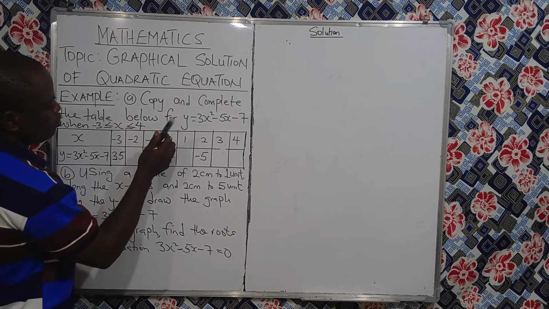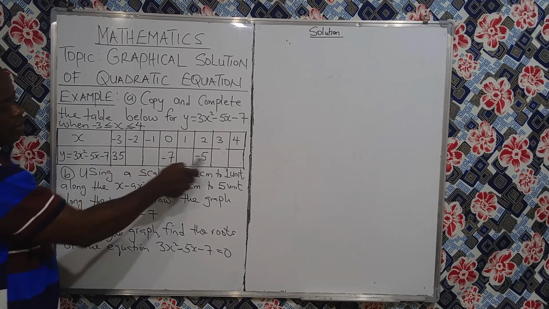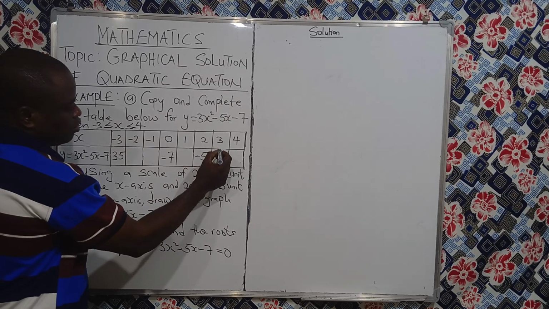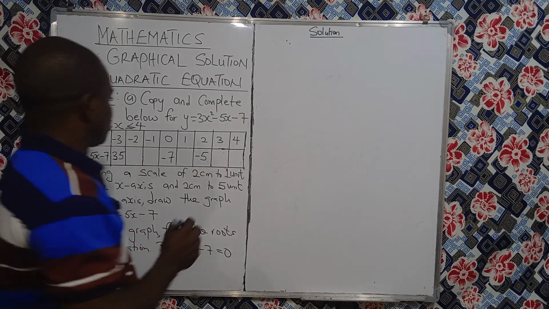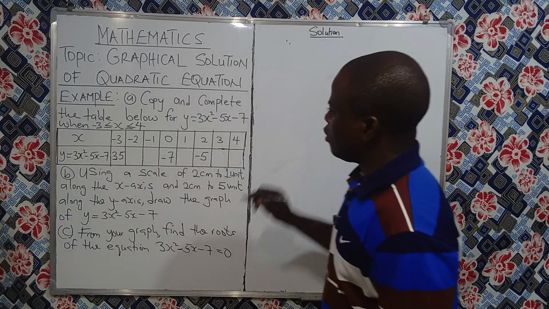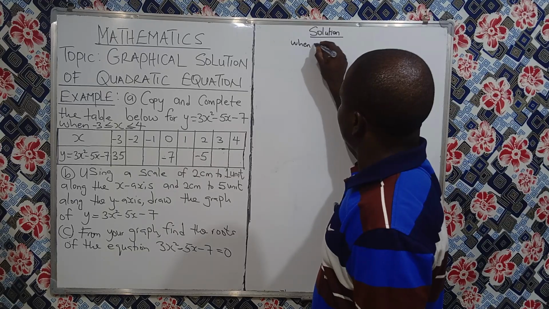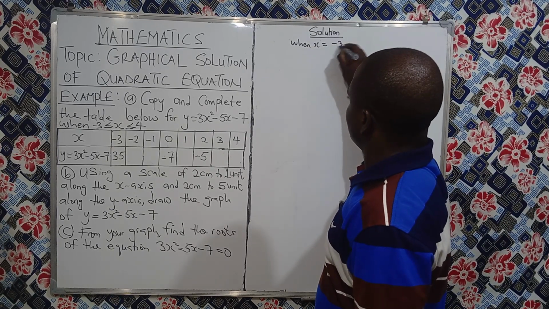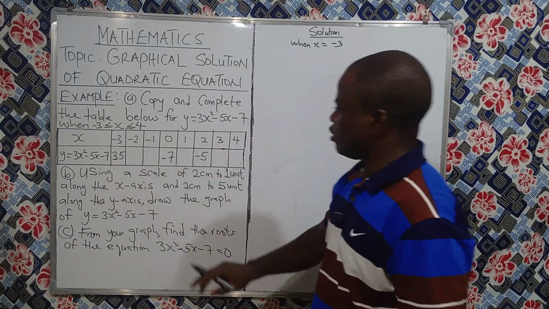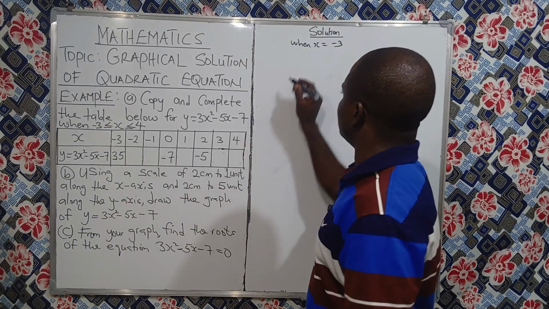Okay. Now we want to get those boxes that are not given. We want to look for the boxes that are not given. Now let's confirm here when x equals minus 3. Let's see whether we get what we have in here so that I can use that method to get other ones. Let's do confirmation of that.